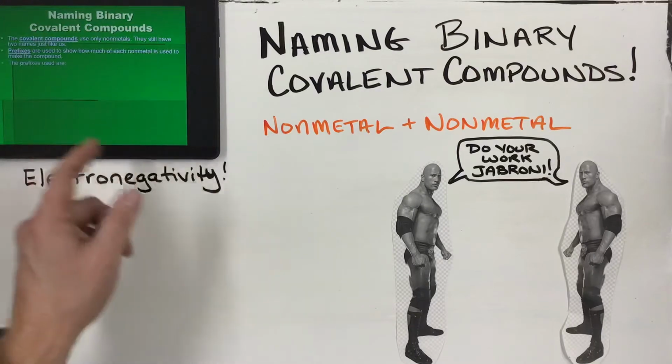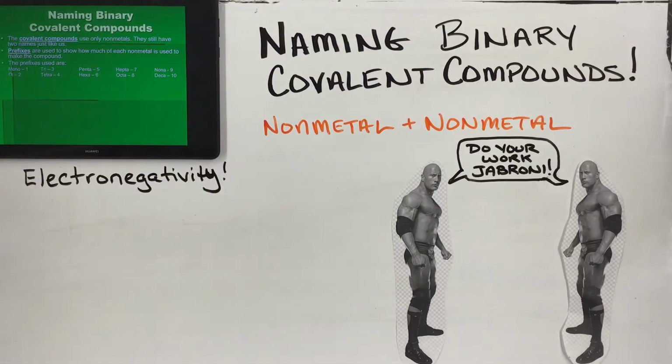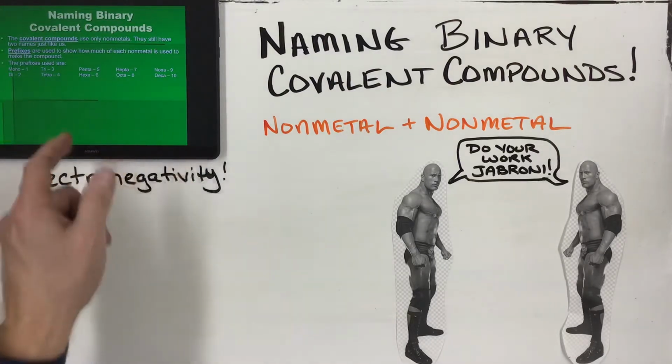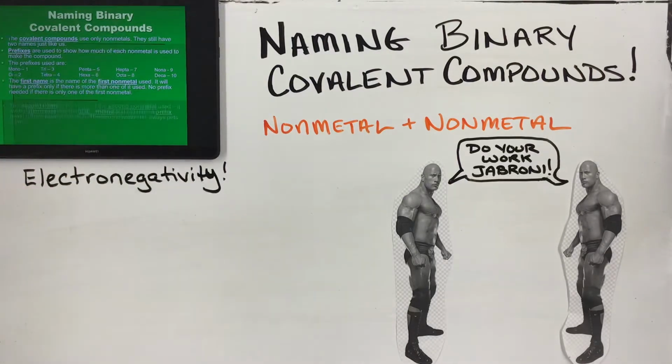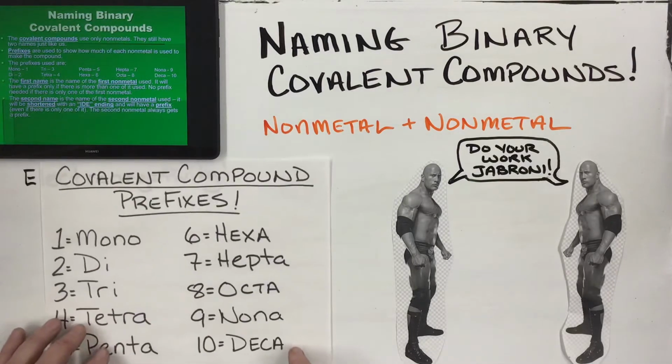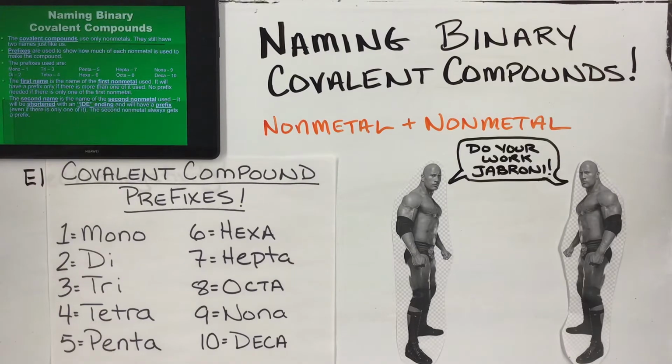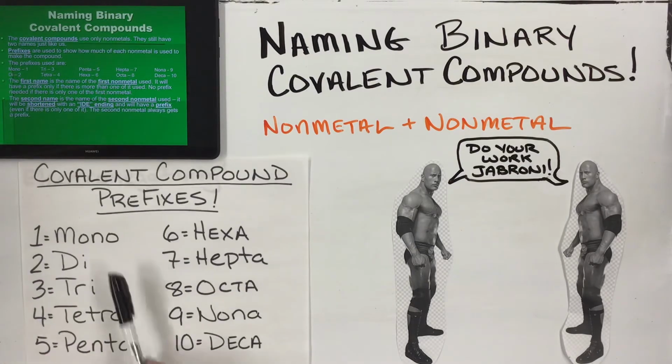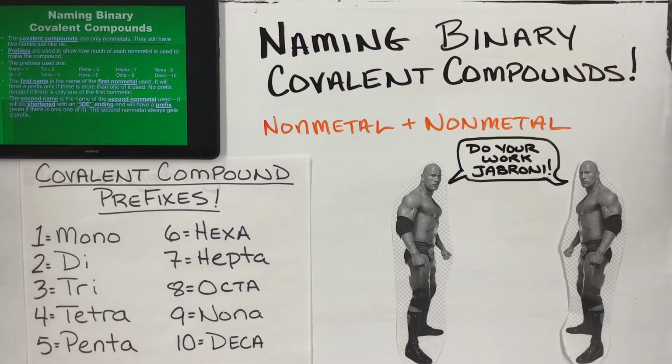Well, they're going to have two names, one for each of the nonmetals involved, and we're going to use prefixes. You've seen these prefixes before in grade 10. Here they are, the covalent compound prefixes. So 1 is mono, 2 is di, 3 tri, 4 is tetra. Sometimes you'll see quad put in there.